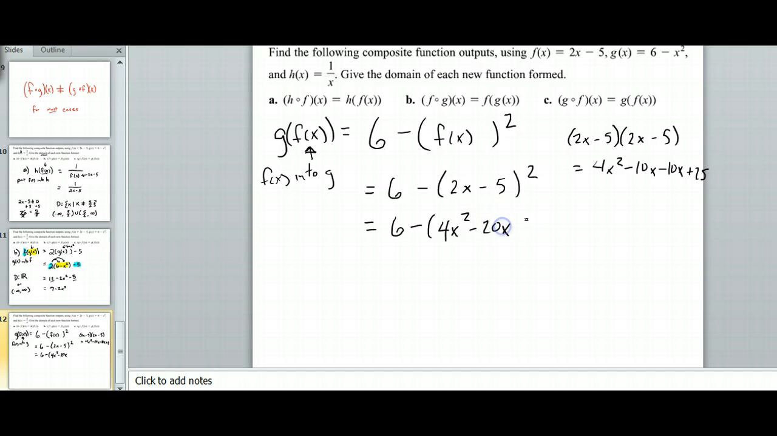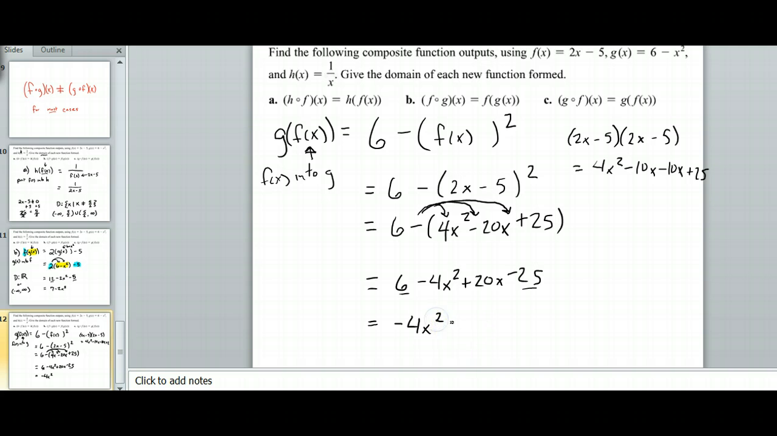Alright, I'm combining those two, minus 10x to minus 20x, and then plus 25. Now before I subtract, I've got to distribute that minus sign through. Alright, people made this mistake a lot of times on their labs last week. Distribute that negative through. So 6 minus 4x squared plus 20x minus 25. Alright, and then last step, combine your like terms. So we get a minus 4x squared plus 20x. Alright, and then 6 minus 25 is minus 19.